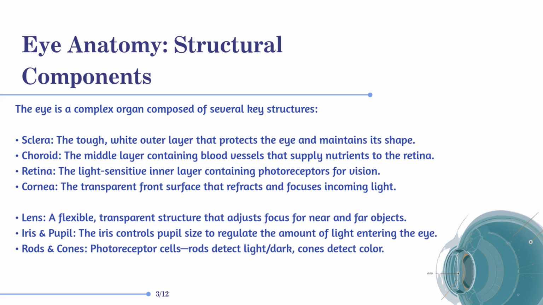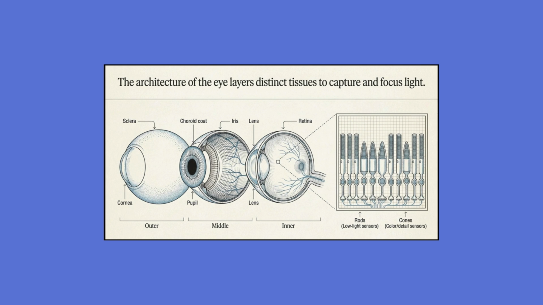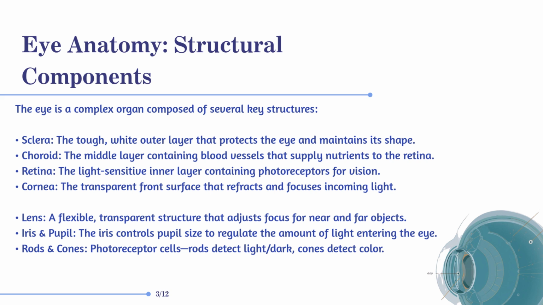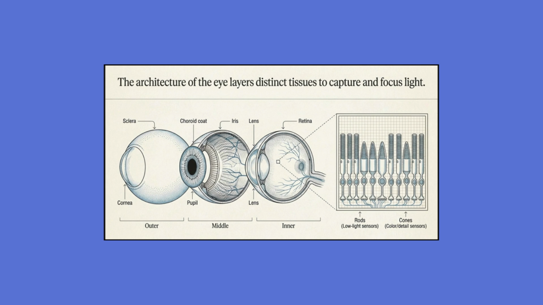The eye is a complex organ composed of many key structures. Here is the structure of the eye. The outer layer is called the sclera. It is the tough white outer layer that protects our eye and maintains its shape. Another layer, also seen in the diagram, is the middle layer. The middle layer contains many blood vessels that supply nutrients to the retina.